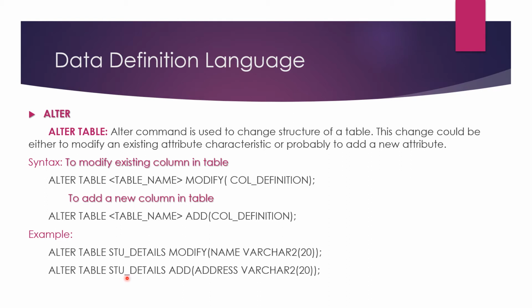And here is the example for this category: alter table student details. Here student details is the table name, and then we use the keyword add, and within the parentheses we are giving the column name with the data type and the size of the column. Here the column name is address, the data type is varchar2, and the size of the column is 20, and end the statement with the semicolon.